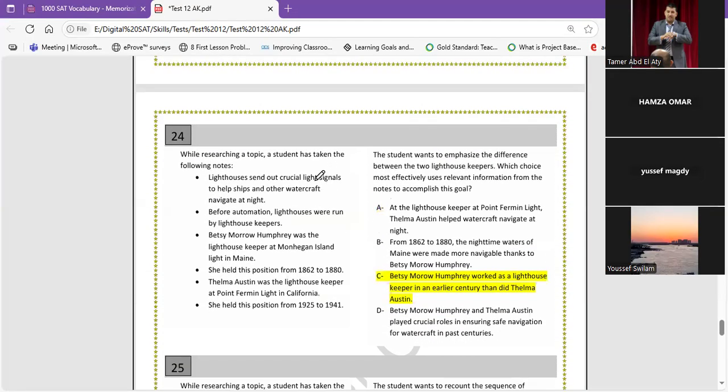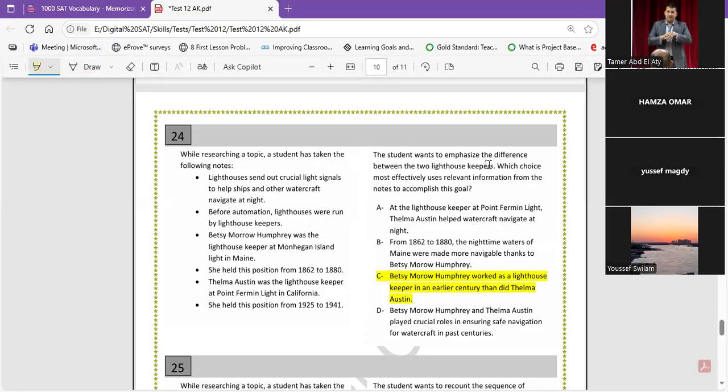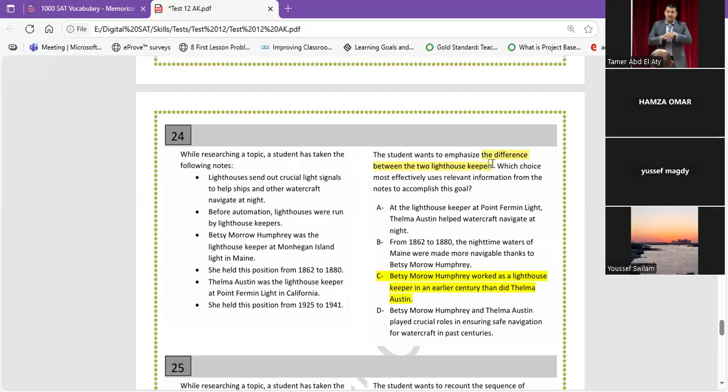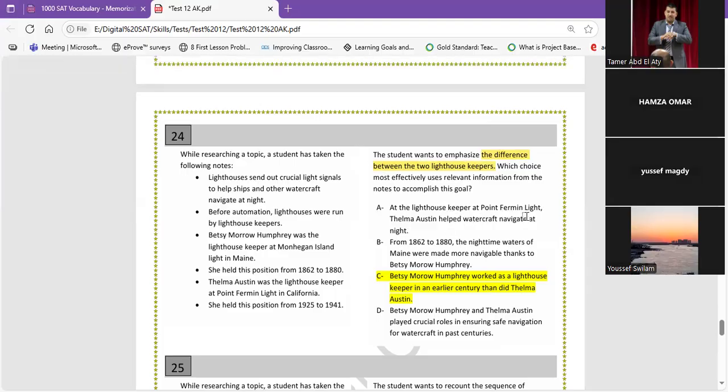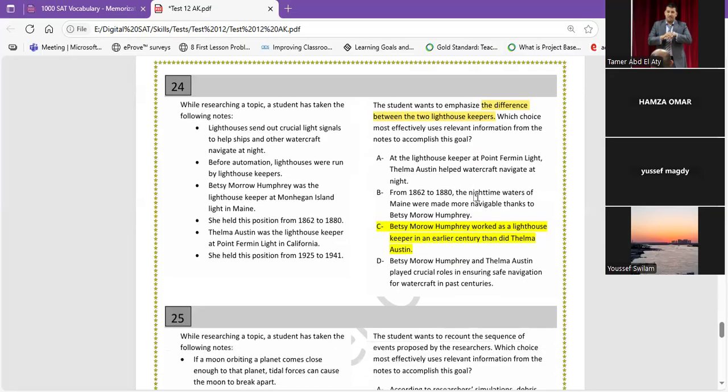Domain 4, rhetorical synthesis. What does he want here? He wants the difference between the two lighthouse keepers. As the lighthouse keeper at Point Firmlight, Thelma Austin helped watercraft navigate at night. Where is the difference between the two? Nothing. From 1862 to 1880, the nighttime waters of Maine were made more navigable thanks to Pistimoro Humphrey. Again, it doesn't show the difference between the two lighthouse keepers.